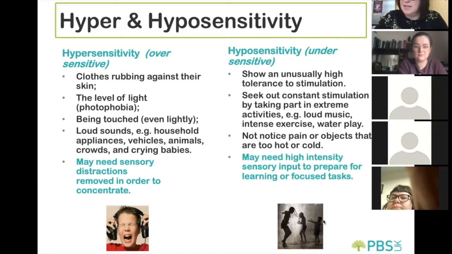So people who are undersensitive might need high intensity sensory input. They might need to be given plenty of access to that to prepare them for those times when they need to focus a little bit more. So making sure that they're not in a state of sensory deprivation, really filling up their cup with loads and loads of sensory stimulation, so that they don't feel like they've got to go and seek it when they're engaging in those more focused tasks.